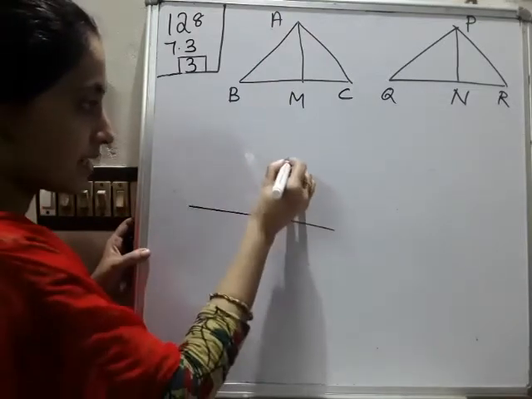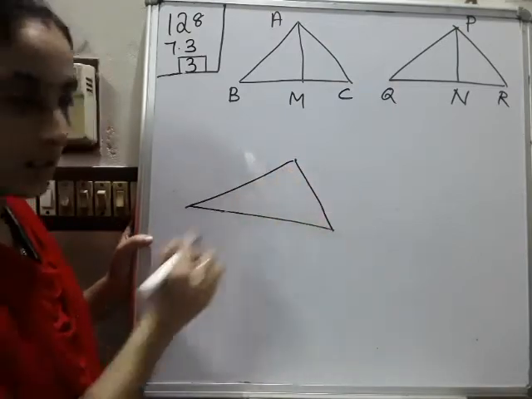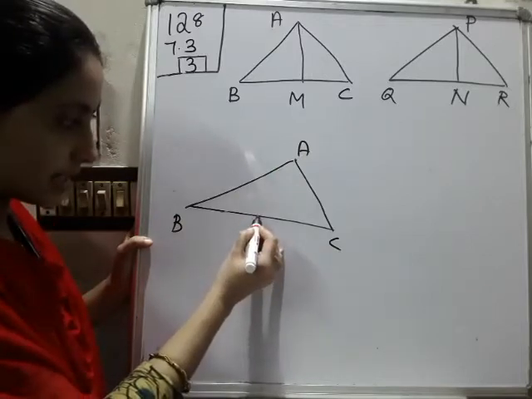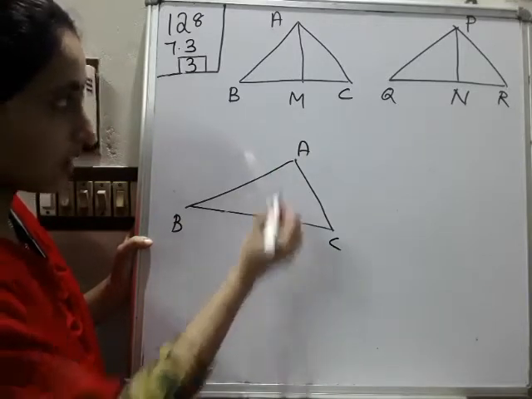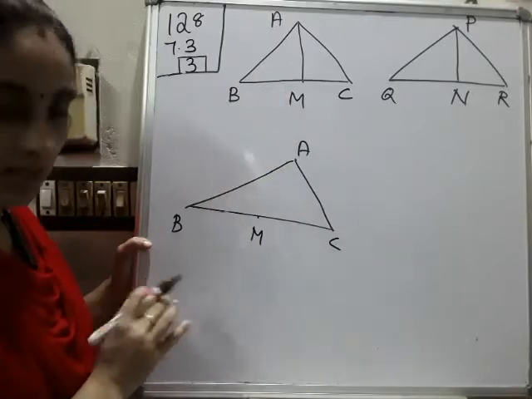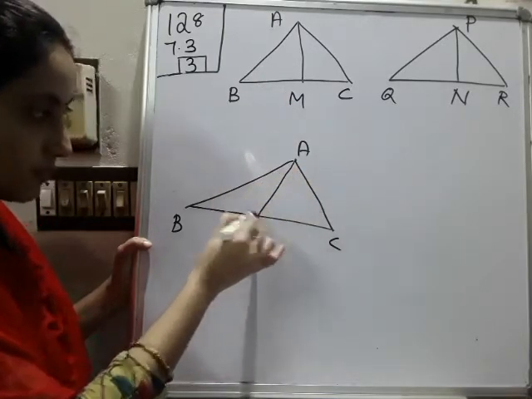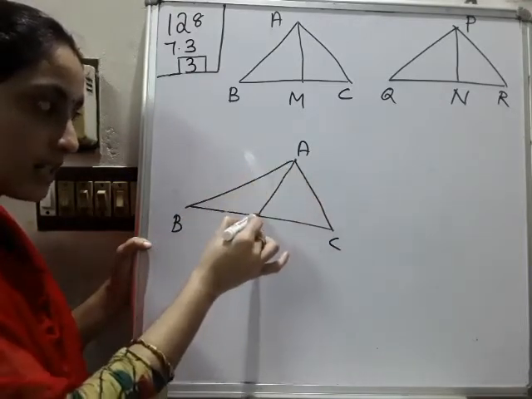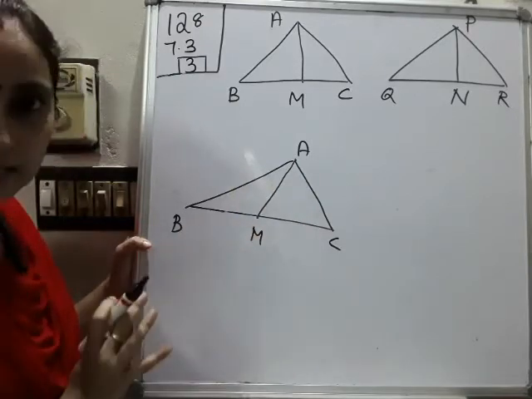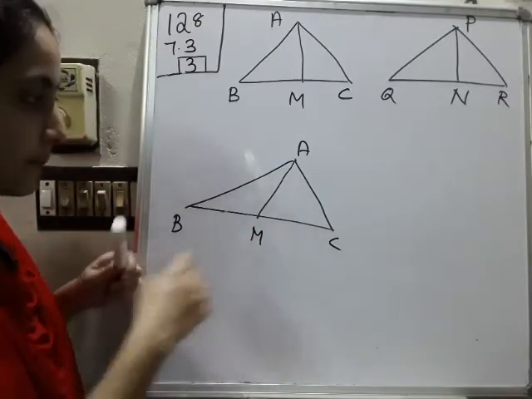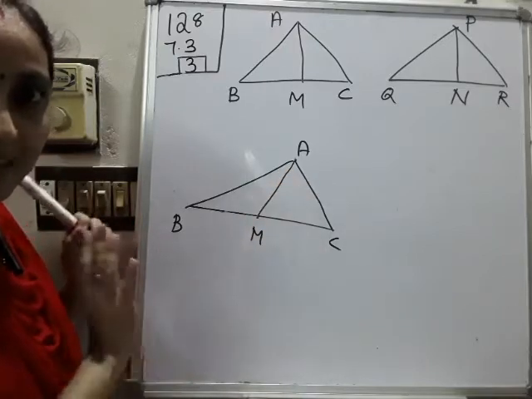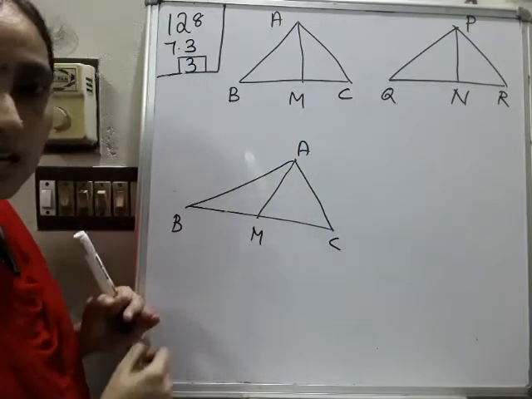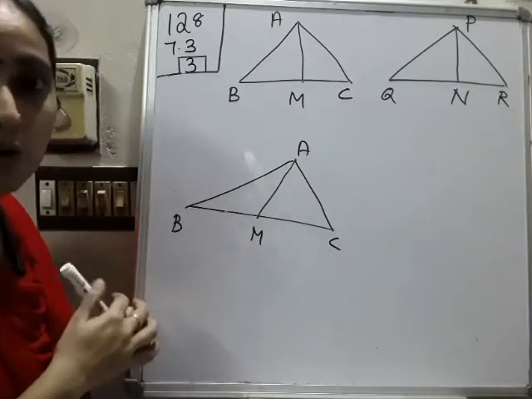Listen here please. The triangle is like this: A, B, C. We have to find the median. Maybe the midpoint is here, so I will mark it as M. Then AM. Is this 90 degrees? No, we can't say. Median means on the opposite vertex, draw a line that cuts the base. That is the only concept. So AM is the median. Median means middle: draw the line joining the opposite vertex to the midpoint of the opposite side.